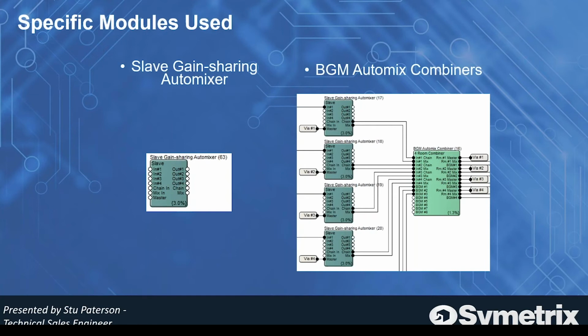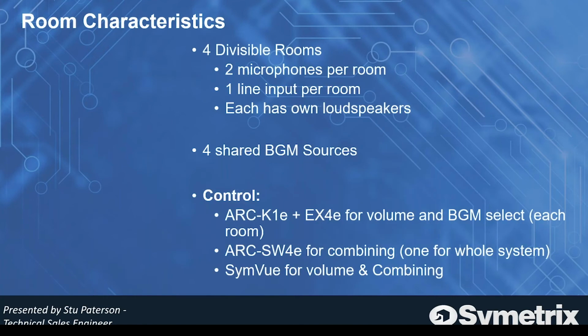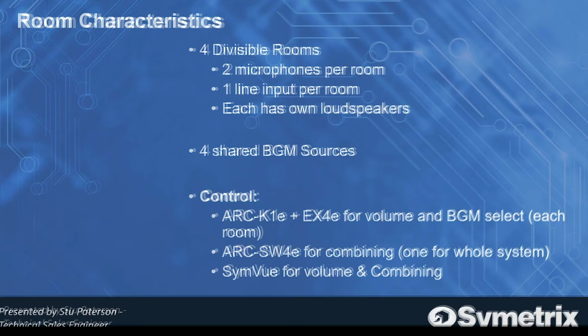Now I think I've moved a little bit too far forward, so I'm going to back up just a little bit and continue. So let's talk about this room first. As you saw in the picture previously, it was a 4 divisible room. 4 rooms that are divisible from 1 master room. In each room, we're going to have 2 microphones per room, 1 line input per room, and each has its own loudspeakers. Again, each loudspeaker needs to have an output source that is going to match the room combination.